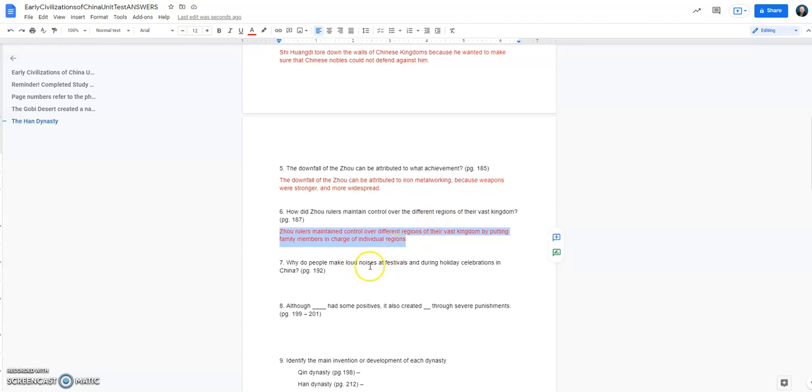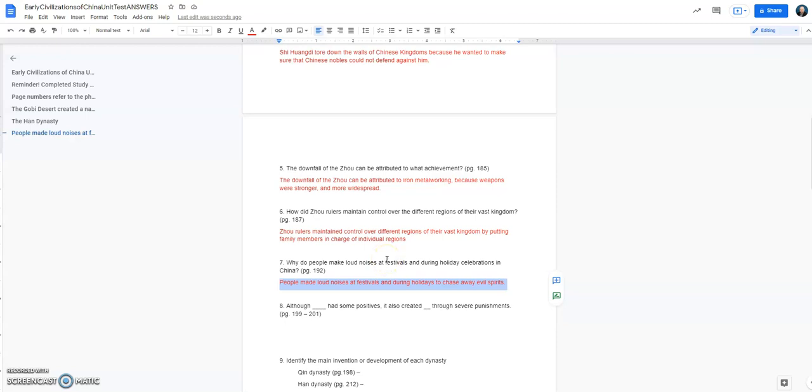Question 7. Why do people make loud noises at festivals and during holiday celebrations in China? That would be to scare off evil spirits. Remember, Chinese society believes in spirits, and mainly those spirits are your ancestors. But there are good spirits and bad spirits. Bad spirits bring bad luck. Good spirits bring fortune and good luck. One way to scare away evil spirits is to make loud noises. Just make a lot of loud noises, and evil spirits will stay away. That way your parties and your celebrations can be full of good spirits and good times and good fortune, right? So that is why they make a lot of loud noises.